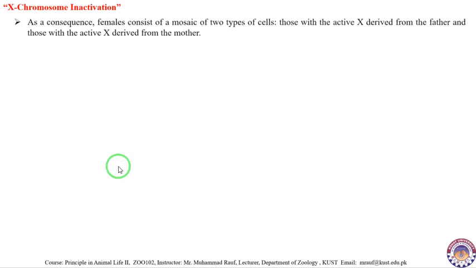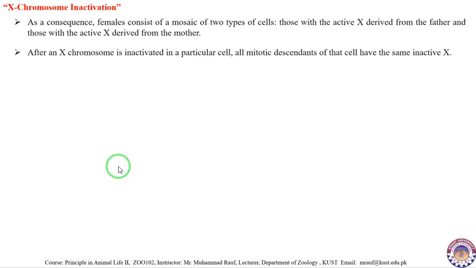As a consequence, a female consists of a mosaic of two types of cells: those with the active X derived from the father and those with the active X derived from the mother. This means some of the cells will have the chromosome inactivated which was received from the father, other cells will have the chromosome inactivated which was received from the mother. So there will be a mosaic type of pattern.